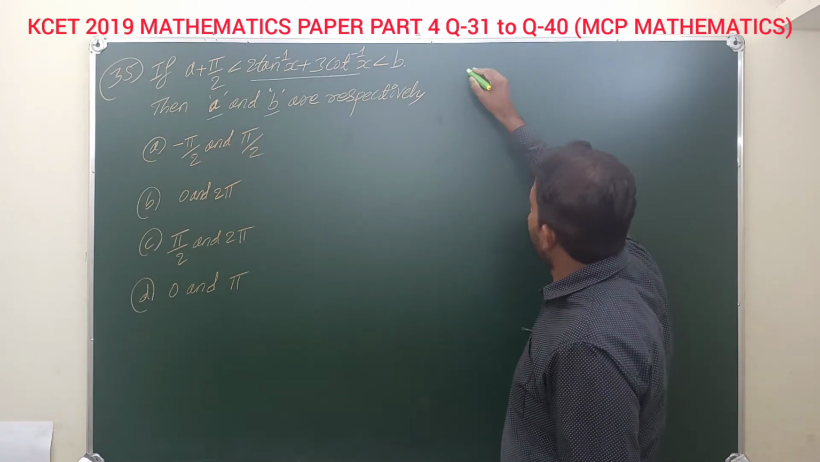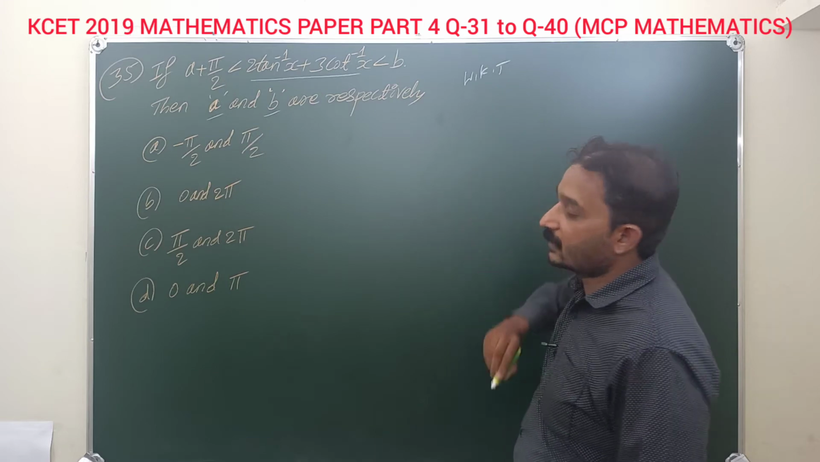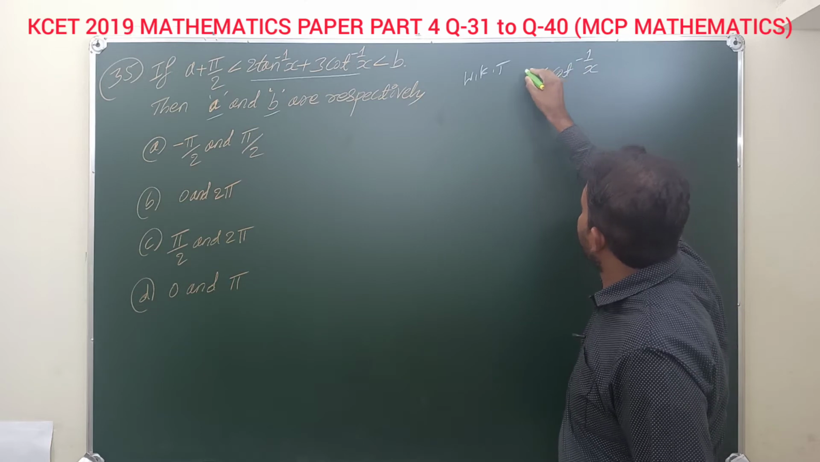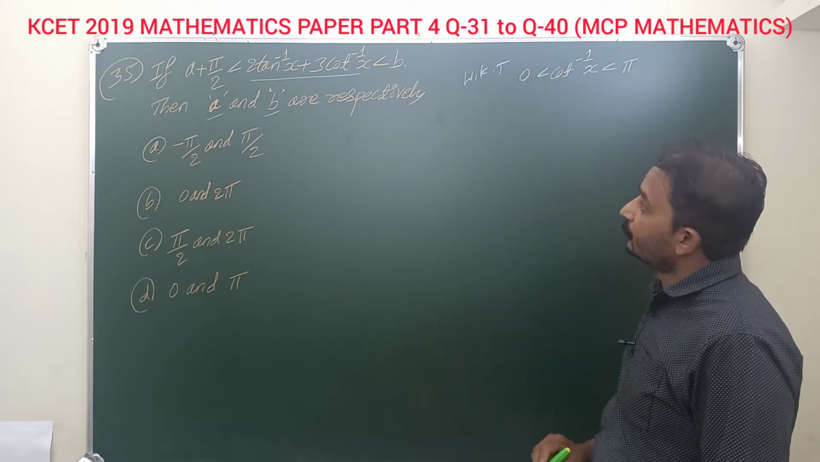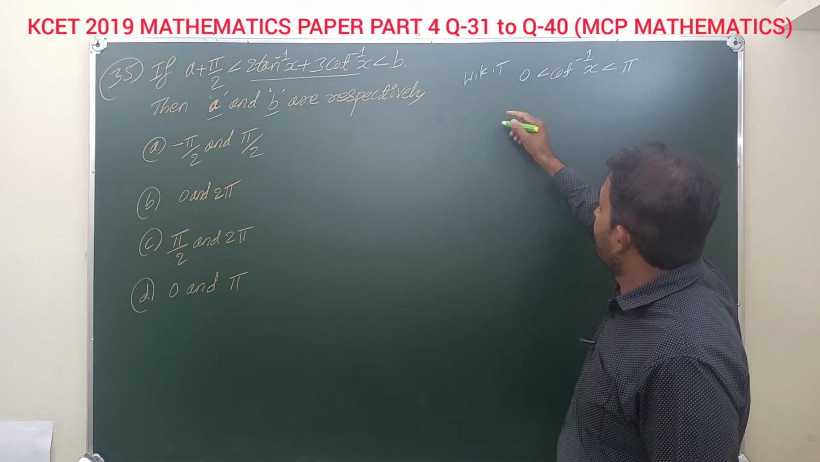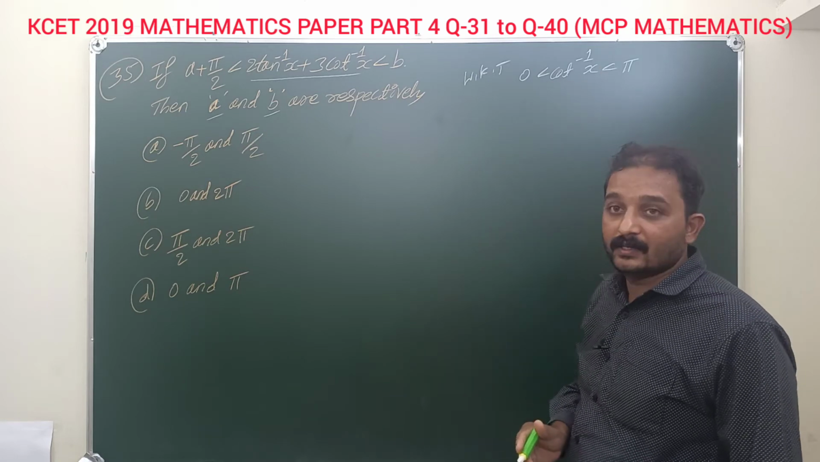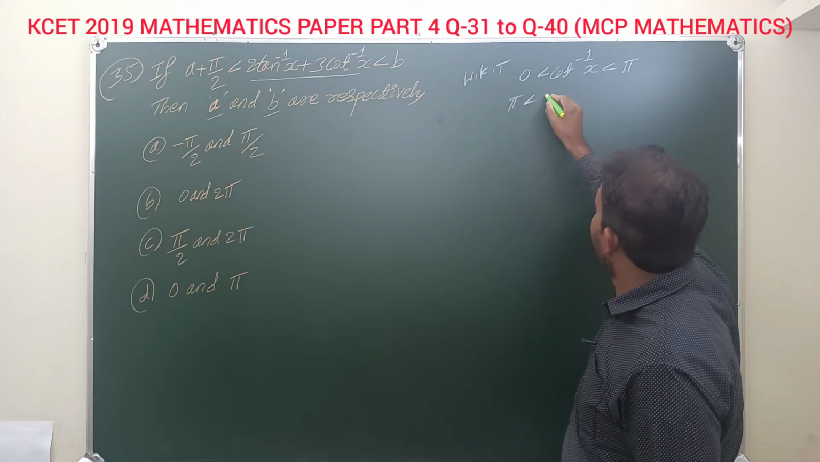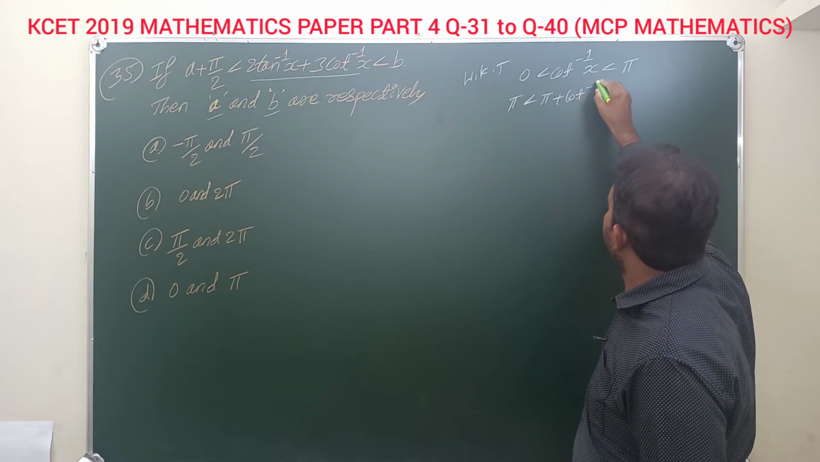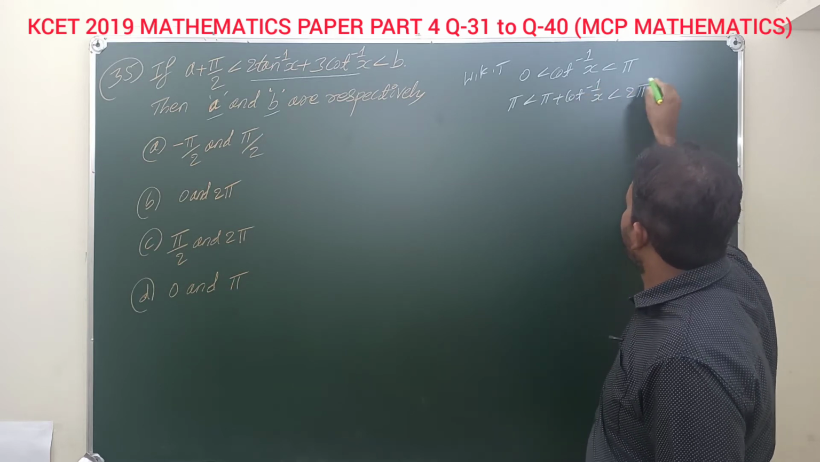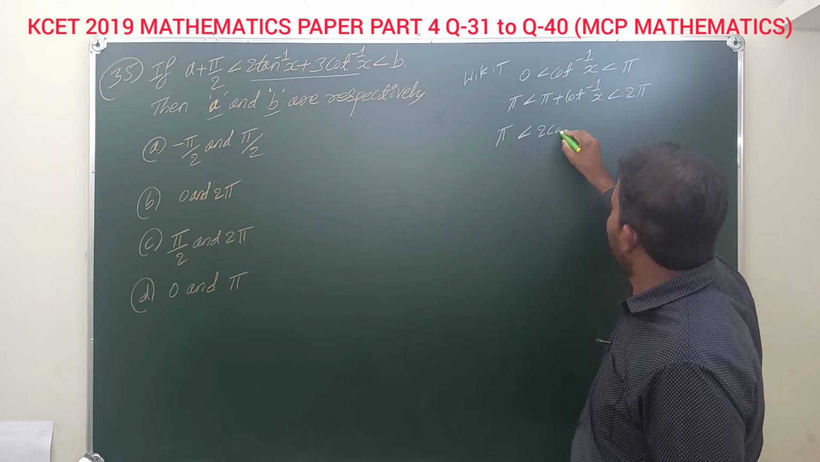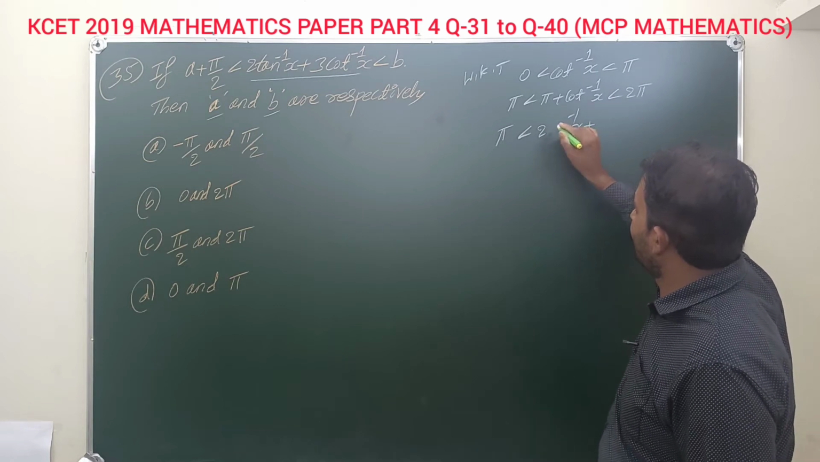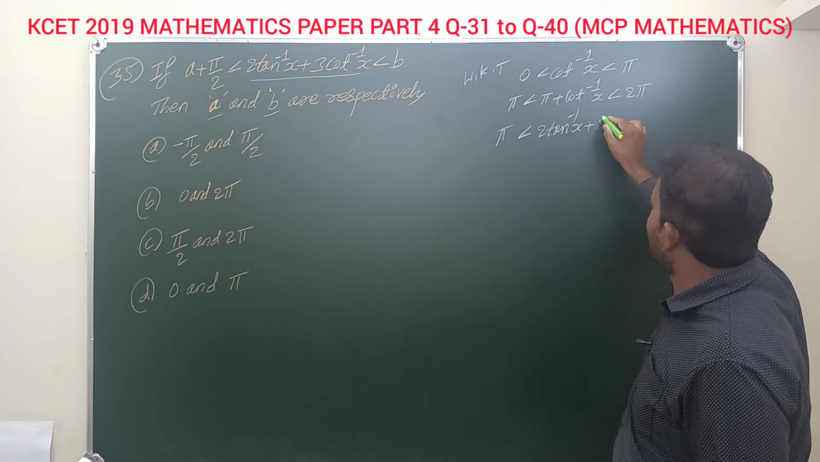So in this case we know the range of cot inverse x. We know that the range of cot inverse x means strictly greater than 0, strictly less than pi. So add pi to all the terms. Pi is a positive term, so the linear inequality does not alter. So pi is less than pi plus cot inverse x, less than 2 pi.